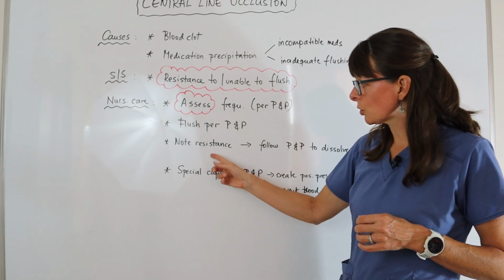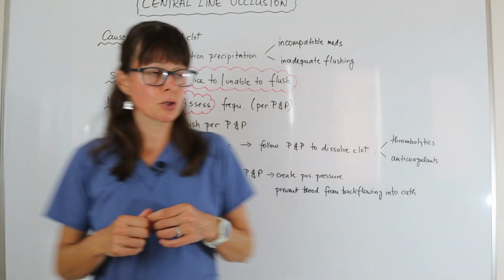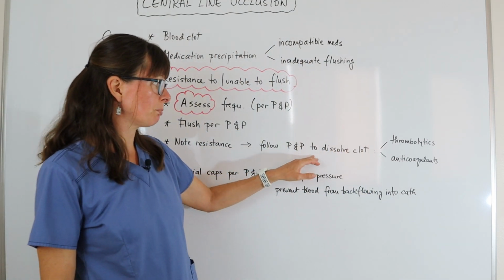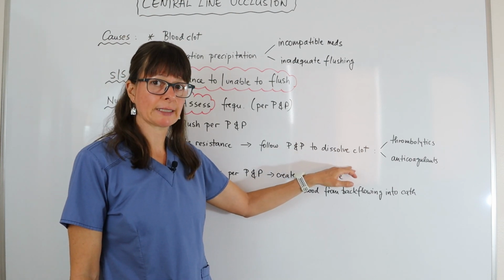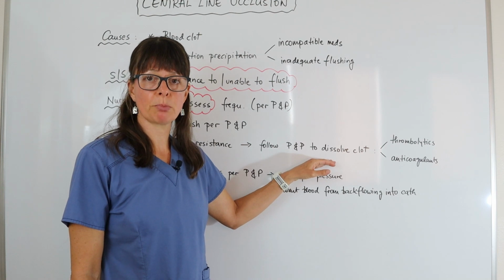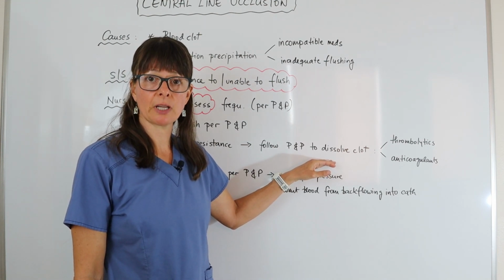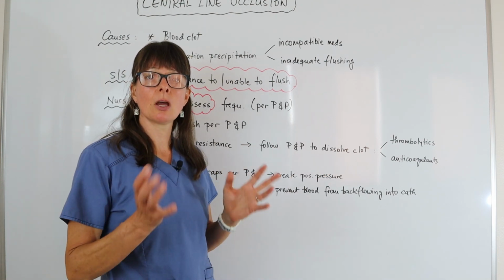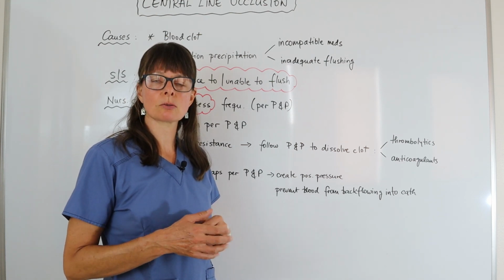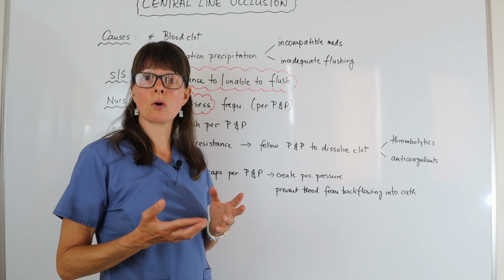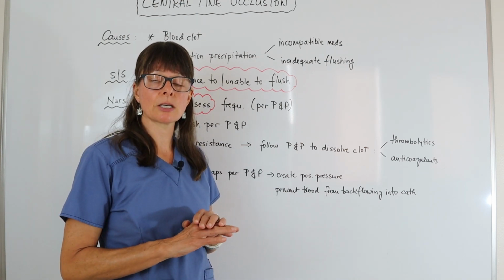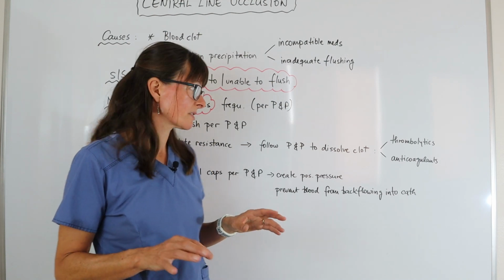And if we do note resistance to the flushing, we need to follow policies and procedures to possibly dissolve the clot. Now there's a caveat here. Not every patient is going to be a candidate for having that clot dissolved. It'll depend on the underlying circumstance. So if this is somebody with a bleeding disorder, or he just had a stroke and received thrombolytics, they're absolutely not going to be a candidate for this.